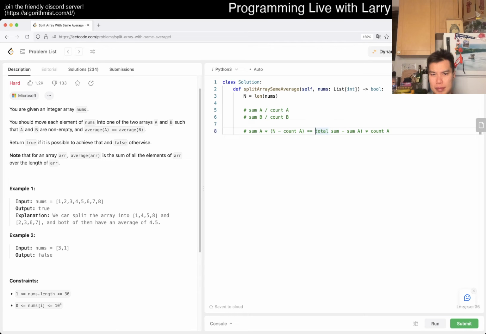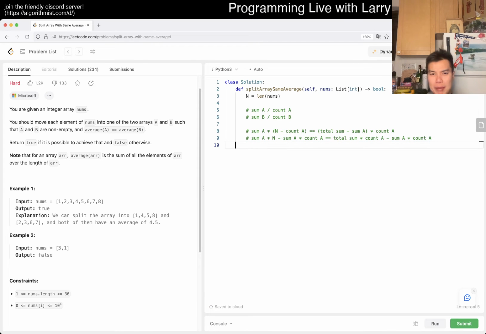Don't know. Let's multiply that out, right? So sum of A times n minus sum of A times count of A is equal to total sum minus sum of A times count of A. Am I doing this right? Oh, this actually has times count of A on this side, whoops. But in any case, I think this part kind of cancels out, right? Let me just write on the next line. I'm really bad at doing this on here. I'm usually better on paper, so maybe I'm just confusing this, but okay. All right. So then we have this.